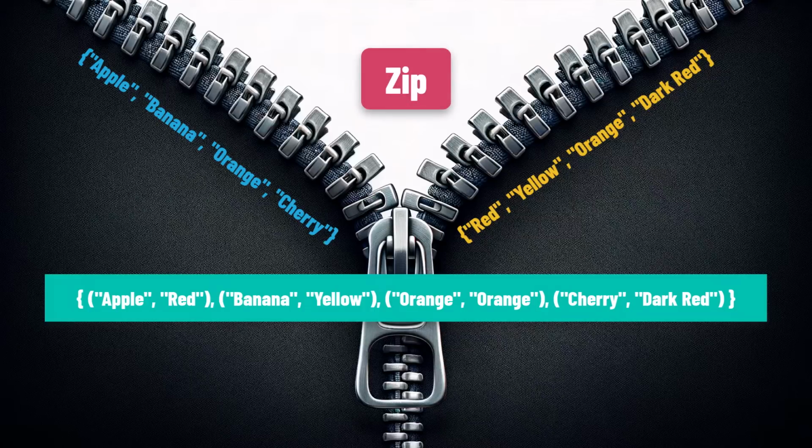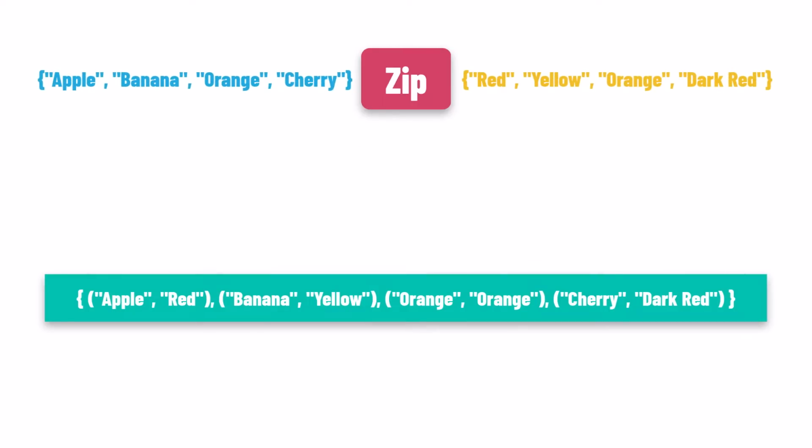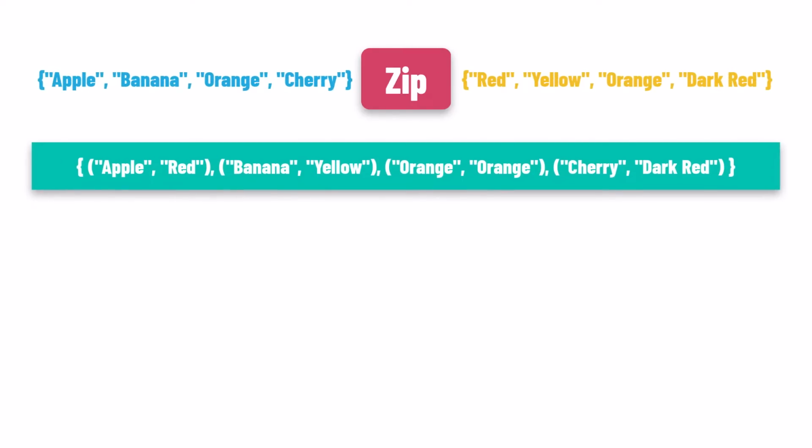In the digital world of programming, zipping is just as handy as it is in our daily dressing routine. But instead of clothing, we are bringing together elements from two sequences, side by side, to work with them as a pair. So, let's take this simple action of zipping and see how we can apply it to our code to make powerful and efficient applications.